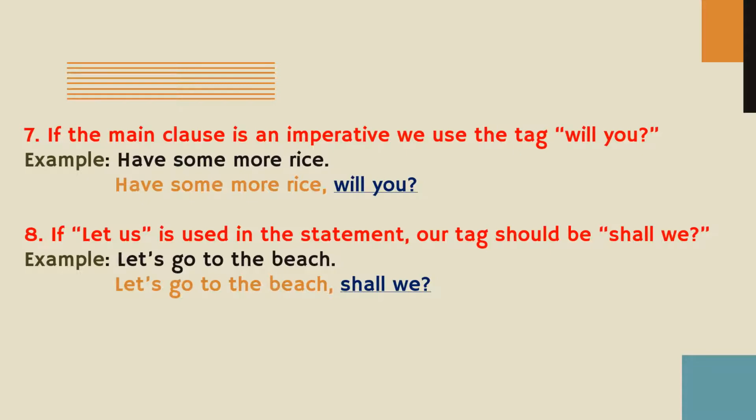Eighth one is if let us is used in the statement, our tag should be shall we. Example, let's go to the beach. Let's go to the beach, shall we? Let us or let's as contracted is a form of suggesting something. That's why we use the tag shall we as a way of asking if the person agrees with you.